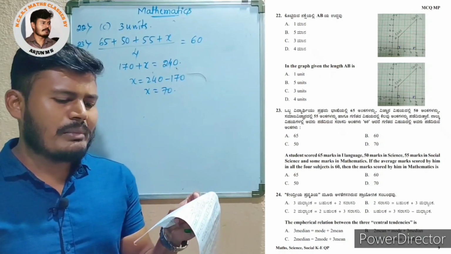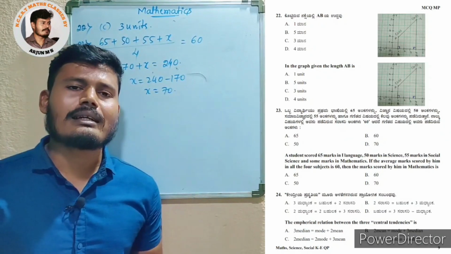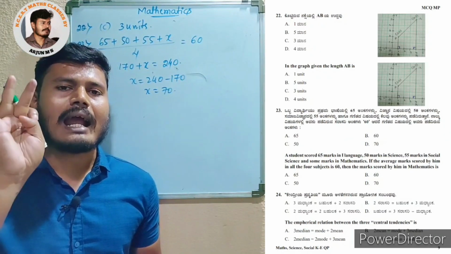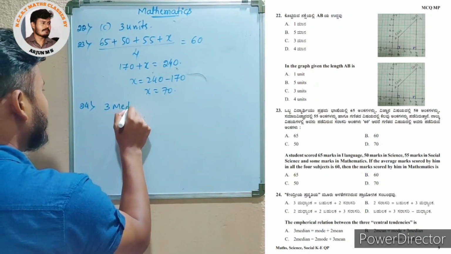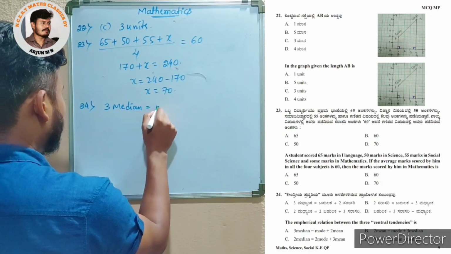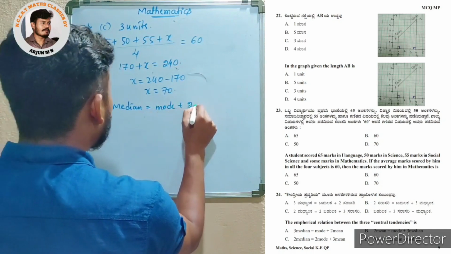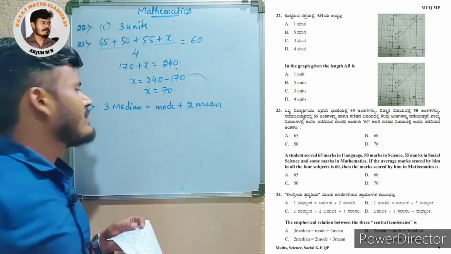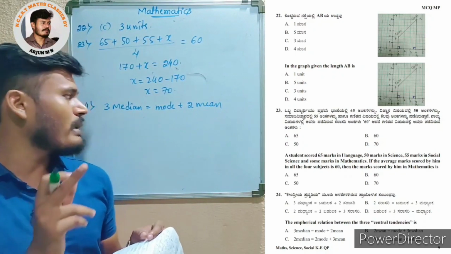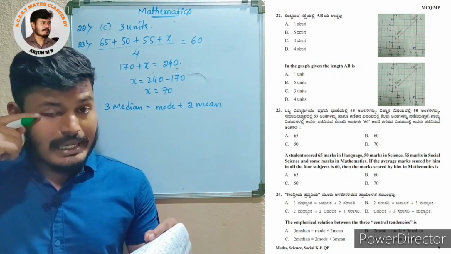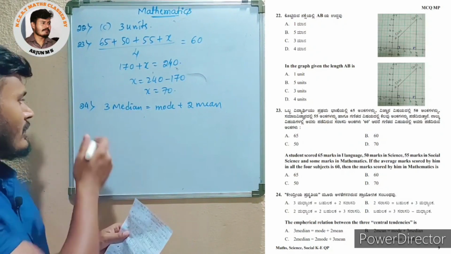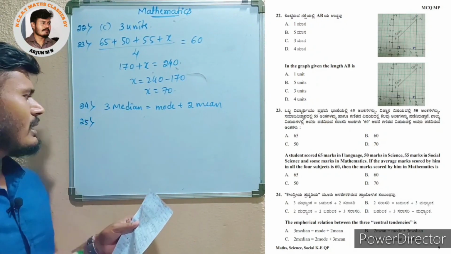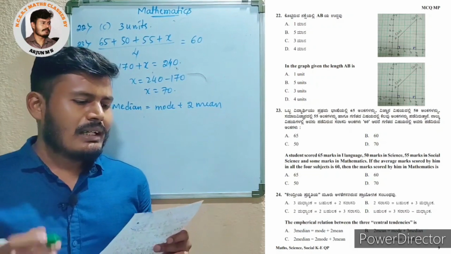Then we are moving on to the 24th question. The empirical formula between the 3 central tendencies. Those 3 central tendencies are mean, median and mode, right? So 3 median is equal to mode plus 2 mean is the answer. So 3 median is equal to mode plus 2 mean. So option A is correct. Sorry, that is the answer for the 24th question.